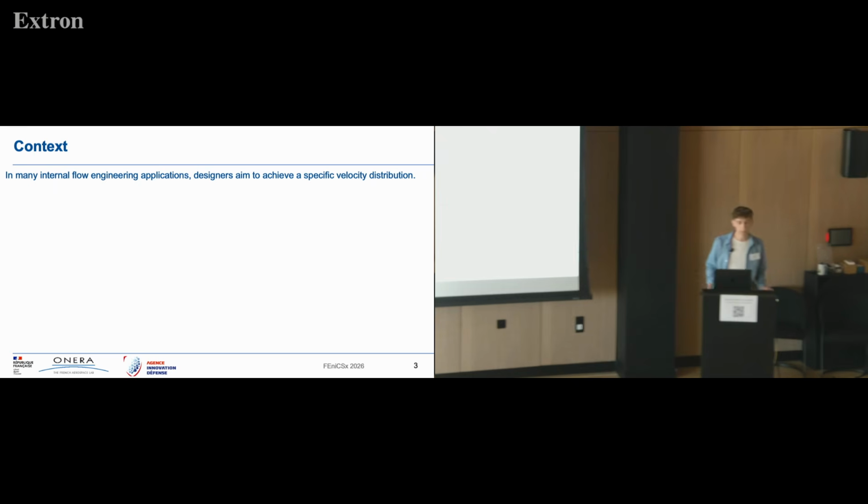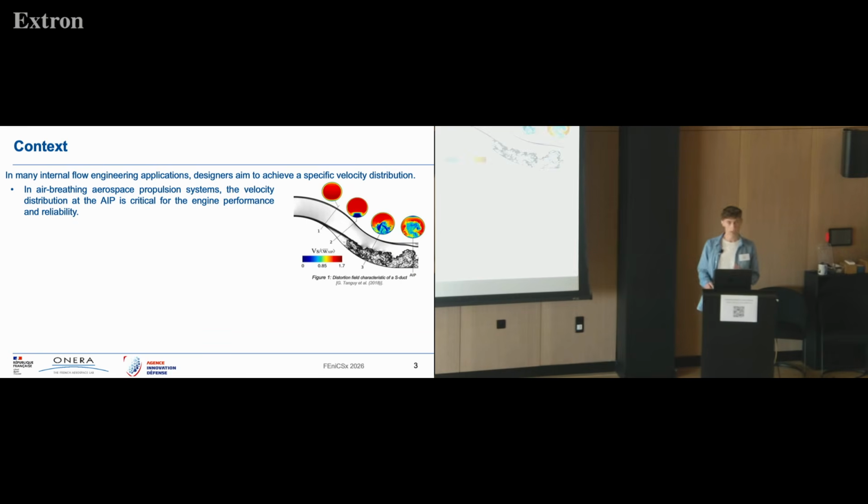So, in many internal flow engineering applications, designers aim to achieve a specific velocity distribution. For example, in aerospace propulsion systems, the velocity distribution at the AIP is critical for the engine performance and reliability. So, as you can see here, a classic example is the flow inside an S-shaped duct. This configuration induces a low stagnation pressure region at the AIP due to the flow separation.